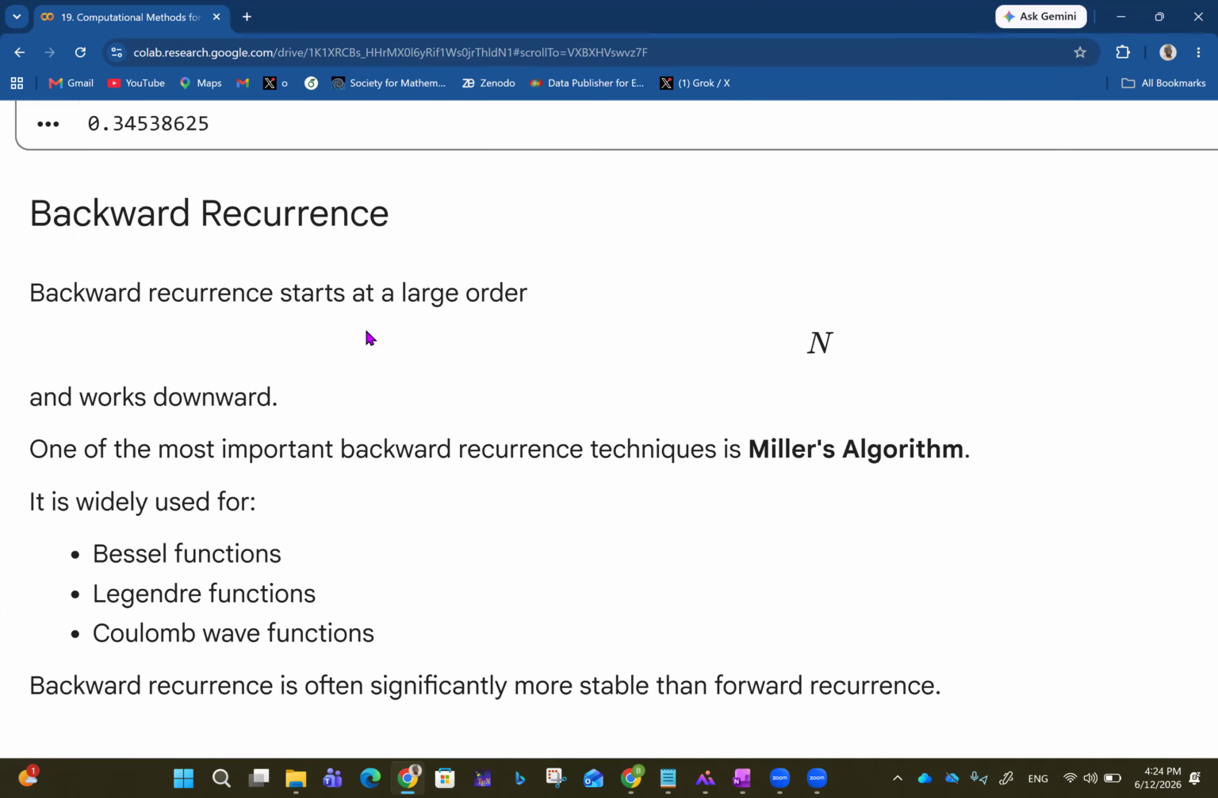Then we have backward recurrence. Backward recurrence starts at a large order n and works downward. One of the most important backward recurrence techniques is Miller's algorithm. It is widely used for Bessel functions, Legendre functions, Coulomb wave functions. Backward recurrence is often significantly more stable than forward recurrence.